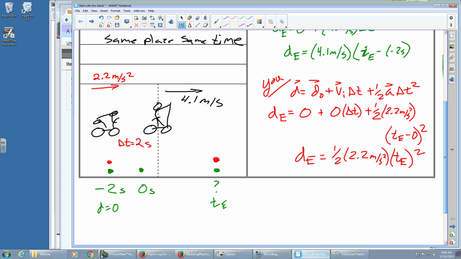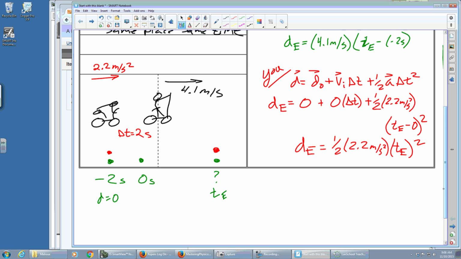So let's bring those two together, see if we can find the time. Oh, they're both equal to the same thing, right? So we can set them equal to each other. So we can do 4.1 meters per second times t sub e plus 2 seconds equals 1/2 times 2.2 meters per second squared times t sub e squared.